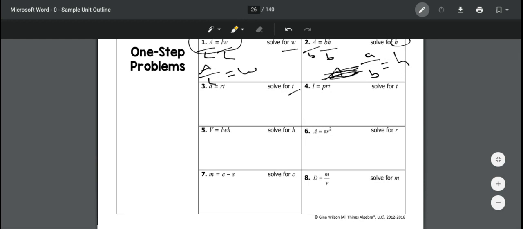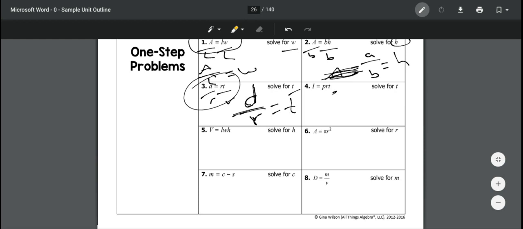Okay, we're solving for T. So divide by R. So D over R equals T. In an example of a real life one, if we were solving for T, which is time, we would do the distance that you drove divided by the rate that you were driving, your speed, and that would give us how long it would take you.